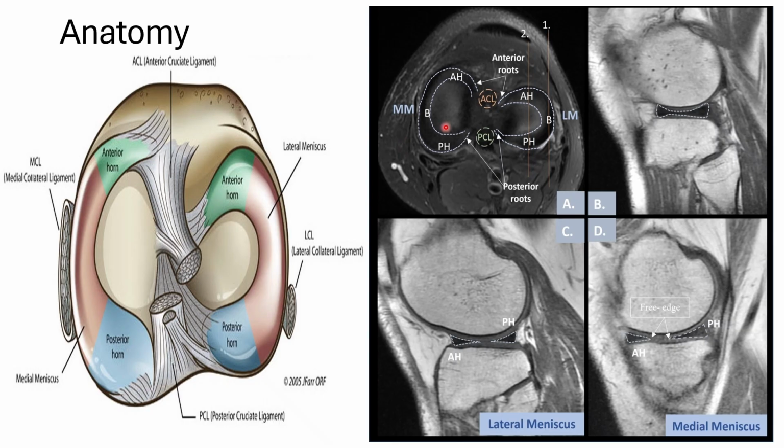The superior surface is also known as the femoral surface. So the surface near the femoral condyle is called the femoral surface. The inferior surface is called the tibial surface because it is near the tibial plateau. And there is an inner thinner free edge and the peripheral thicker part of the meniscus. So these are the surfaces of the meniscus.